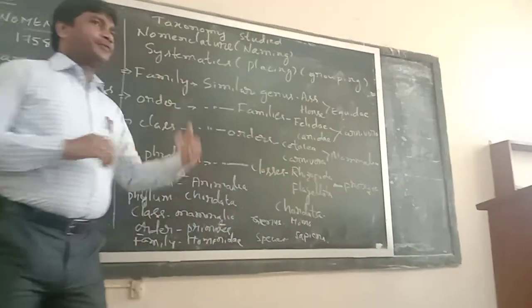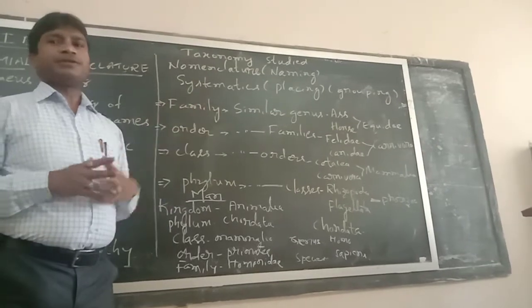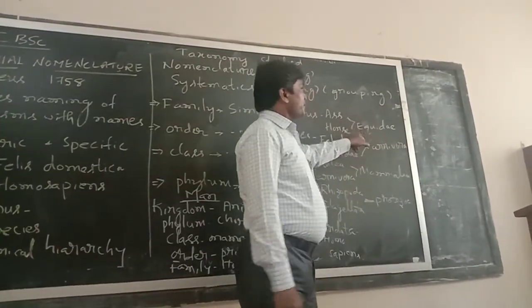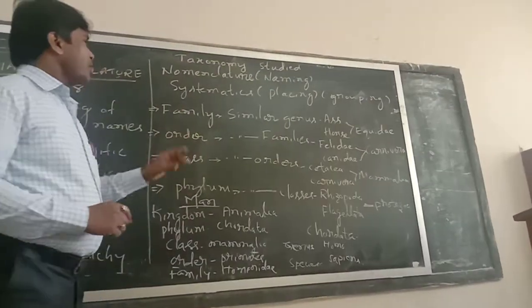So generally, one important feature of Equidae: the word ends with -dae, and that is called the family. So horse, they come under the family Equidae. So next, coming to order.